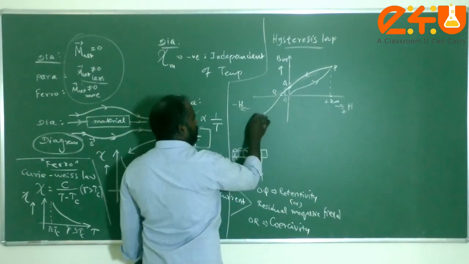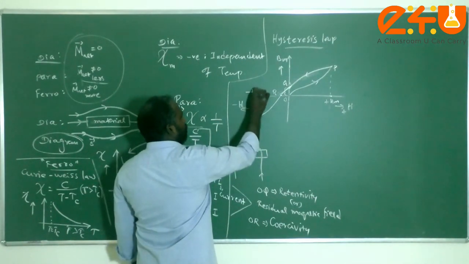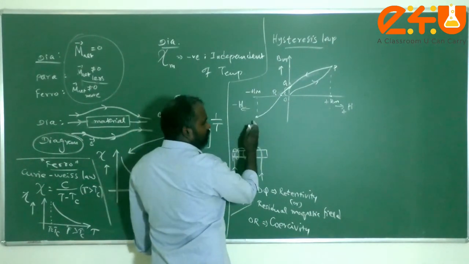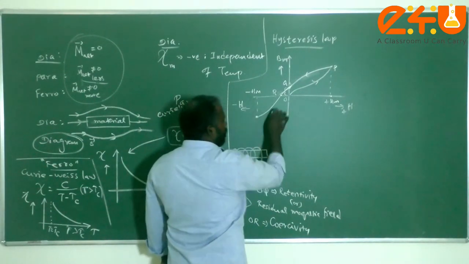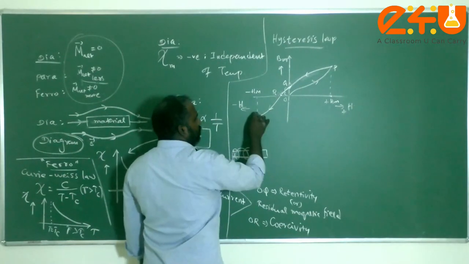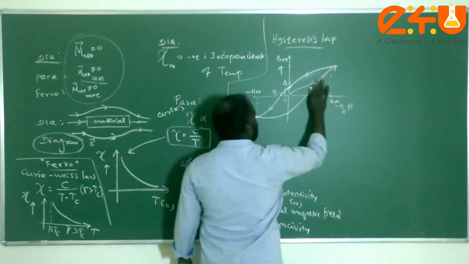Further it increases and reaches some negative maximum. So this is minus H maximum. Again you go from the negative maximum toward the positive value. Again the graph will not follow the same path. It will go in this manner. Yes. So what is this, children?